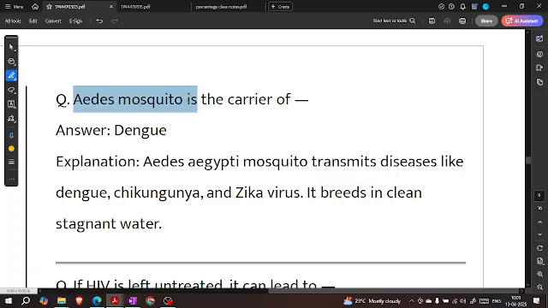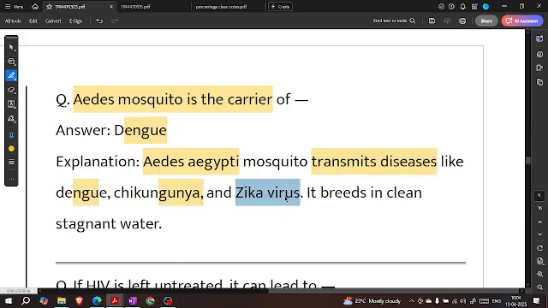Aedes mosquito is the carrier of dengue. Aedes aegypti mosquito transmits diseases like dengue, chikungunya, Zika virus. It breeds in clean, stagnant water.